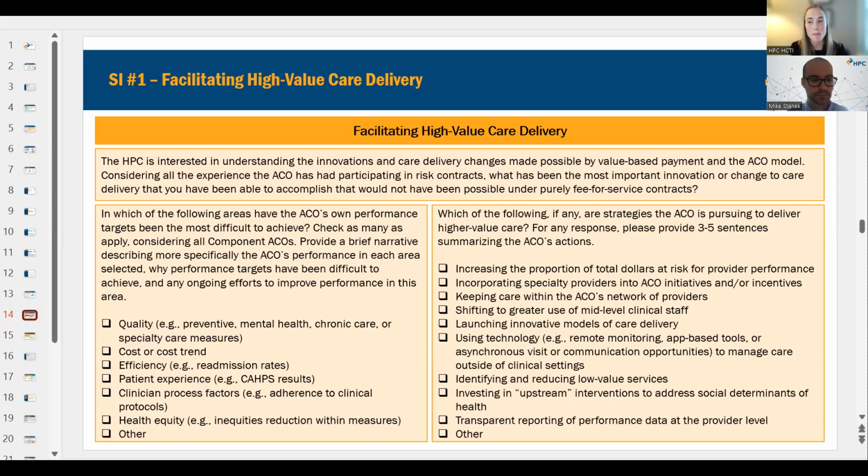For example, and this might be relevant for your ACO, if you have a MassHealth contract where a performance target and barriers to meeting that performance target are specifically apparent in quality, versus a Medicare contract where the picture might be a little bit different and the focus is more on cost or cost trend, it might make sense to break it down by the component ACO level if that's pertinent for your organization. But we do not require that for these supplemental information questions. We do, however, require complete responses in order to meet certification requirements.